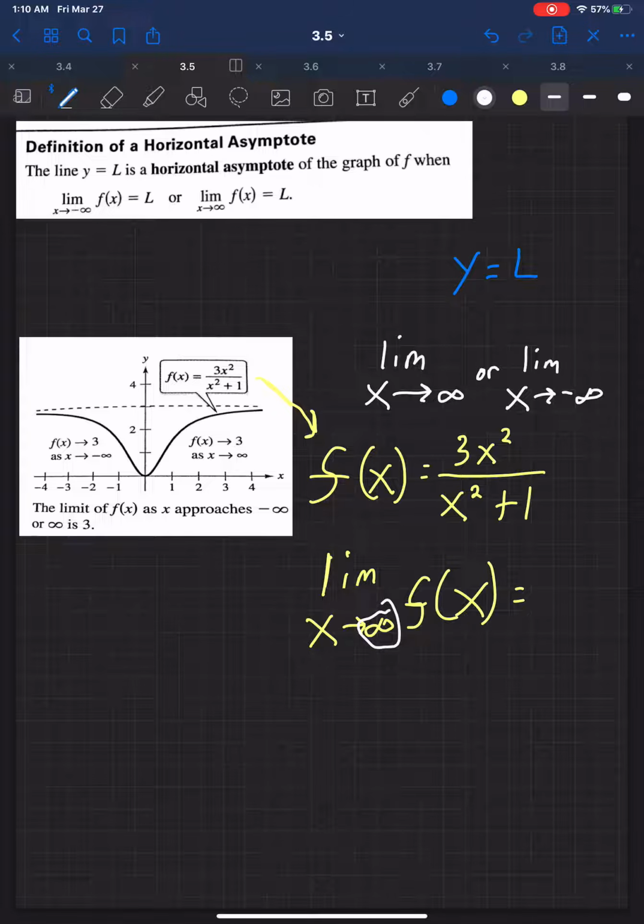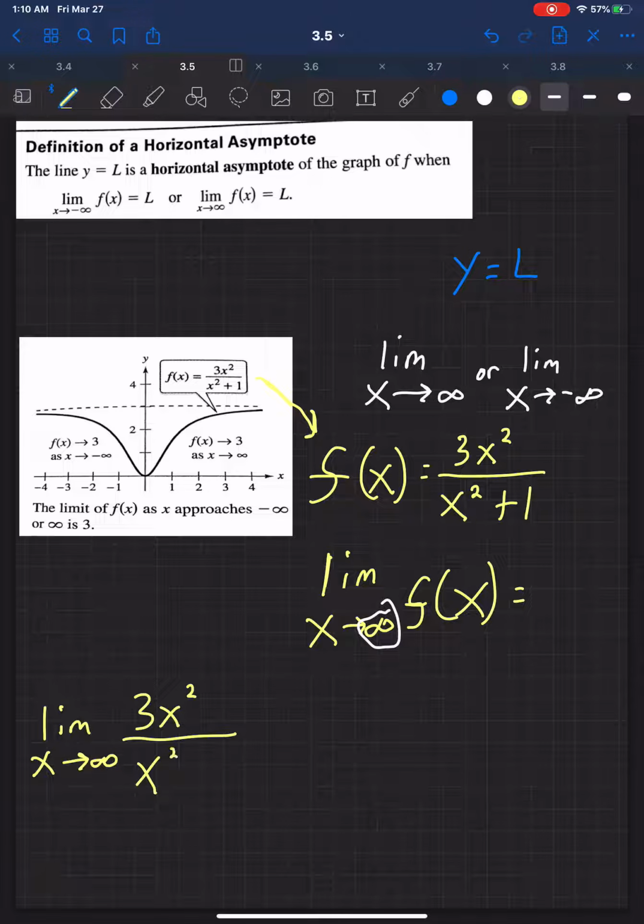So let me now go through the technique of what I'm going to be doing on the next page. I want to take the limit as x approaches infinity of 3x squared over x squared plus 1.